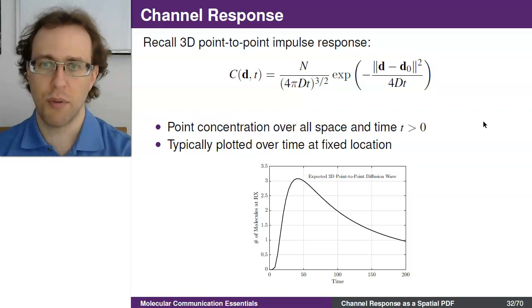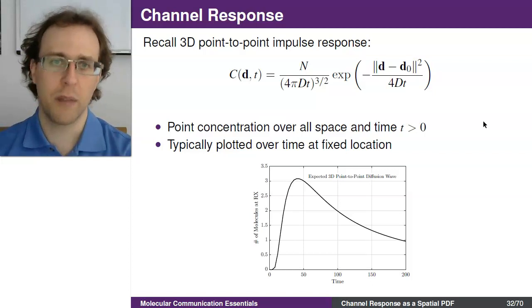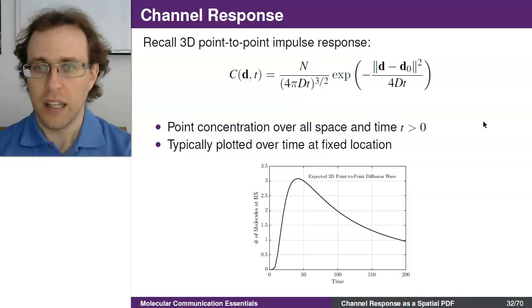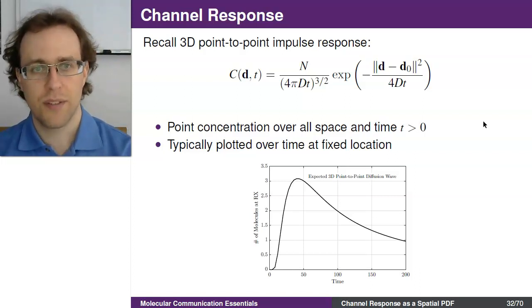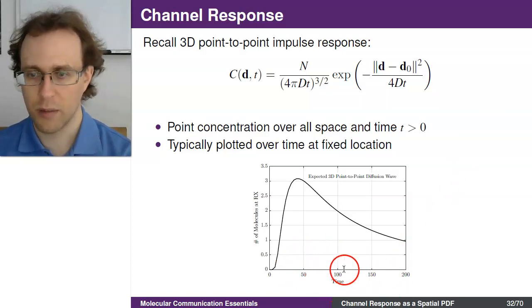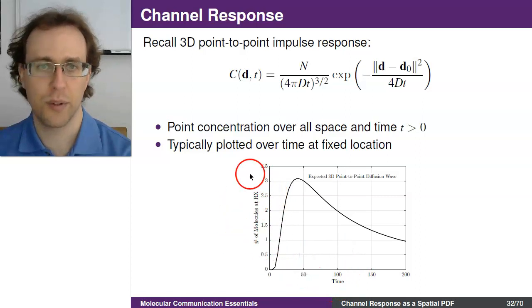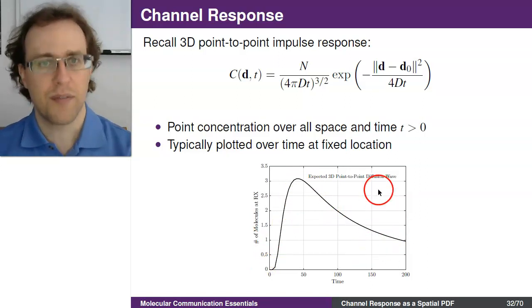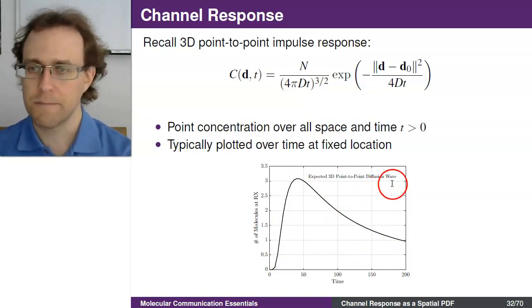So this expression gives us a point concentration over all space and all time greater than 0, or time greater than whenever the molecules were transmitted. You just have to shift the time accordingly. Typically, when we see these kinds of results, this and other impulse responses, when we plot it, we fix the location and we vary the time. So in this figure, which we also saw in part 1, as a function of time, we're measuring the number of molecules at a receiver, since obviously our receiver is our place of interest, so we don't necessarily care what happens everywhere else.